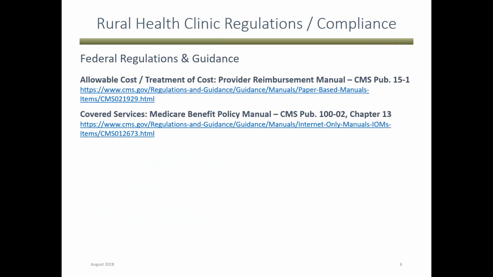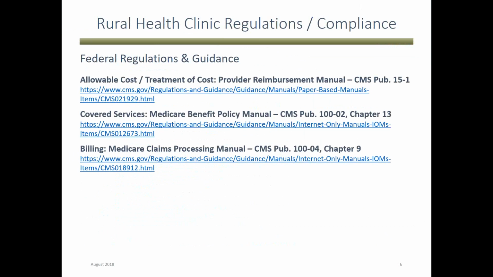We have covered services, and those are found in what is called the Medicare Benefit Policy Manual, CMS Publication 100-02, Chapter 13. This defines in greater detail the nature and type of services that are covered as patient care services in an RHC setting. So this is a very, very important component of regulations.